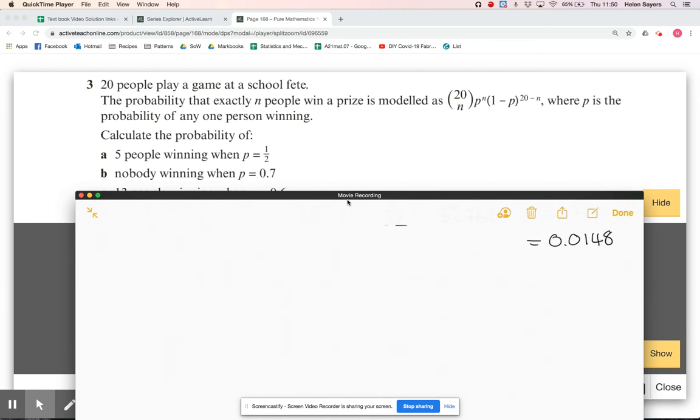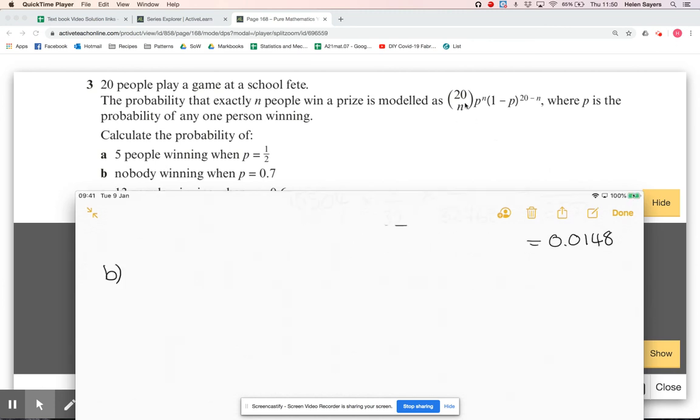Okay, so again, I'm just going to substitute into this formula here. So now nobody winning is n is 0 and p is 0.7. So that is going to be 20 choose 0 times 0.7 to the power of 0 times 1 minus 0.7, so 0.3, to the power of 20 minus 0, so to the power of 20. So 20 choose 0 is just going to be 1. 0.7 to the power of 0 is going to be 1. So it's basically going to be 0.3 to the power of 20.